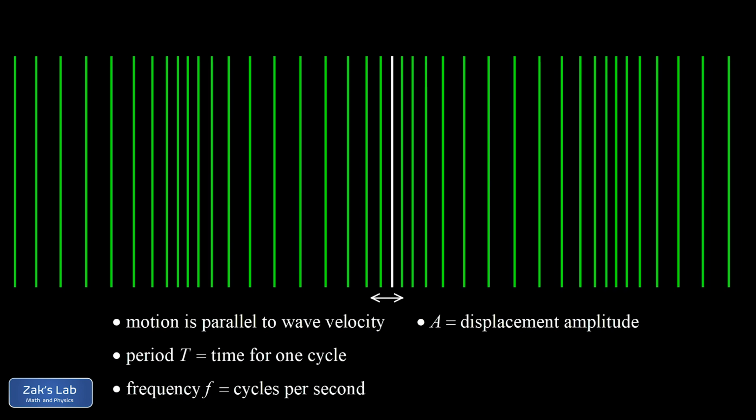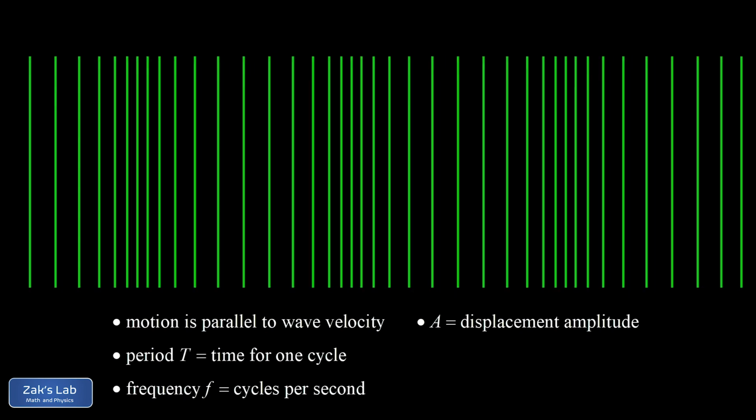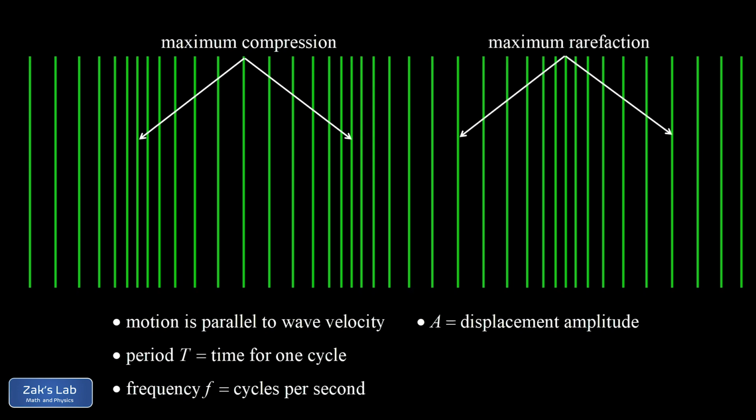Now we can freeze the animation. And the next thing I want to point out is that we see regions of high density or compression propagating through the medium, and those are separated by regions of low density or rarefaction. And remembering that we're modeling the density of air molecules here, we realize that those regions of compression are going to have higher pressure, and the regions of rarefaction, they have lower pressure.